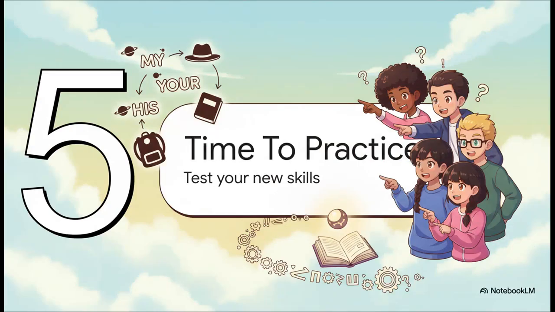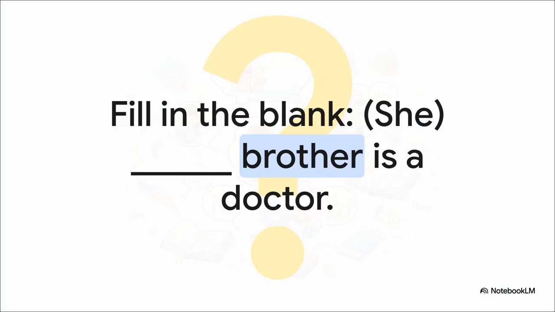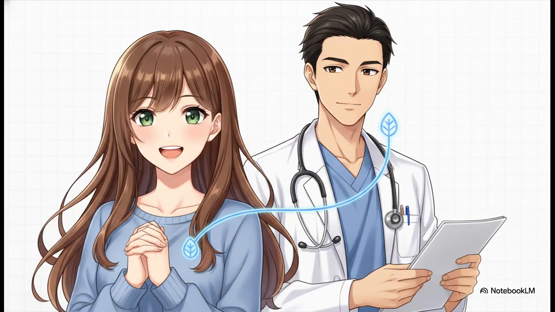All right, you've got the rules, you know the common mistakes. Are you ready to put it all together? Let's do a quick practice round and see how you do. Okay, first question for you. The sentence is, blank brother is a doctor. The owner is she. So what's the missing word? I'll give you a second to think. Got it? The answer is her. Her brother is a doctor. Remember, we look at the owner, she, not the object, brother.